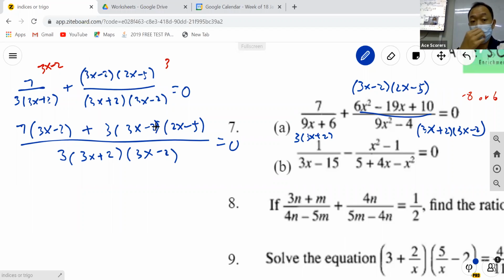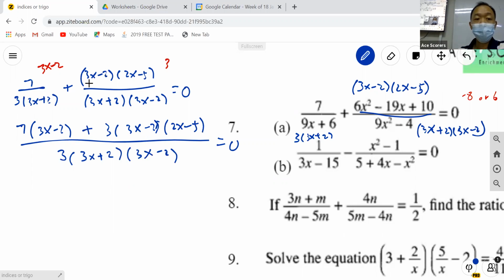It's much faster. Yeah, how come the 7 must be 2 times the 3x negative? You mean here? Because what I'm trying to do is to find a common denominator, which is 3x plus 2, 3x minus 2. So here I'm missing a 3x minus 2.